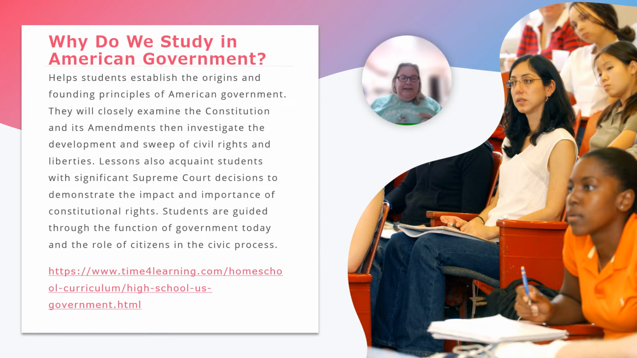Why should we study American government? Time for Learning puts it this way. It helps students establish the origins and founding principles of American government, and you'll closely examine the Constitution and its amendments, and then investigate the development and sweep of civil rights and liberties. Our lessons will acquaint you with the significant Supreme Court decisions to demonstrate the impact and importance of constitutional rights, and you're guided through the function of government today and the role of citizens in the civic process.